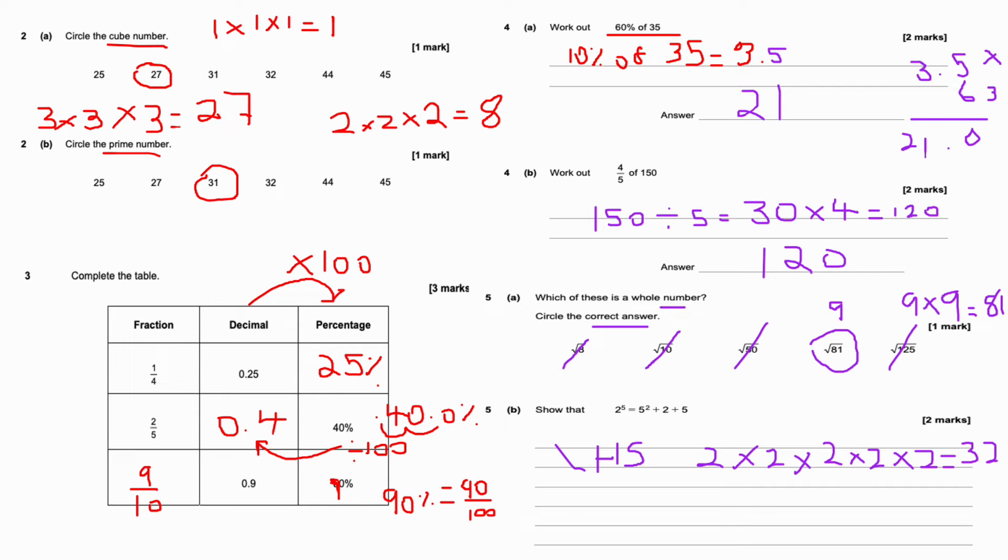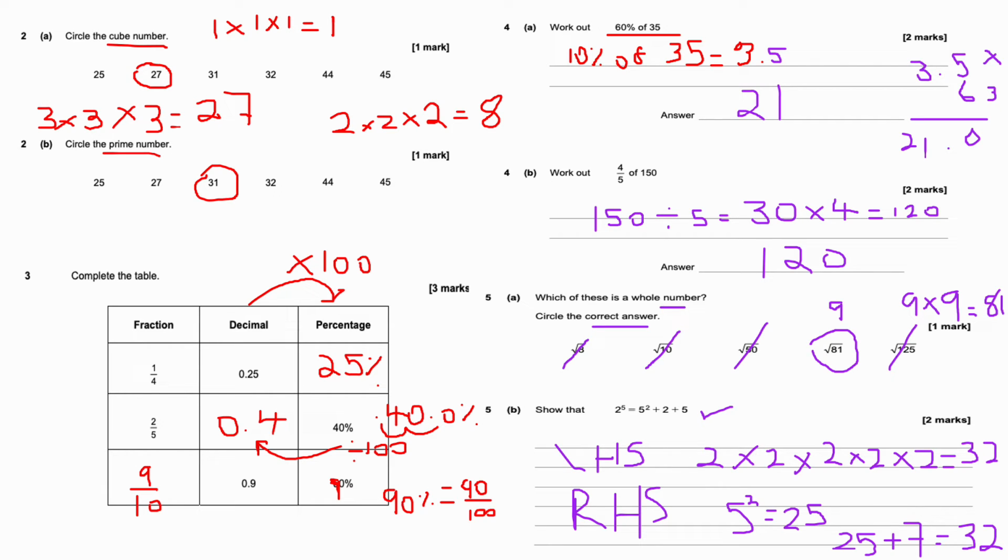Now 5 to the power of 2, the right hand side. 5 squared means 5 times 5, which is 25. So it's 25 plus 2 plus 5. Well, 2 plus 5 is just 7, so 25 plus the 7 is 32. Therefore the left hand side is equal to the right hand side, therefore that statement is true. On the left hand side I get 32, on the right hand side I get 32.